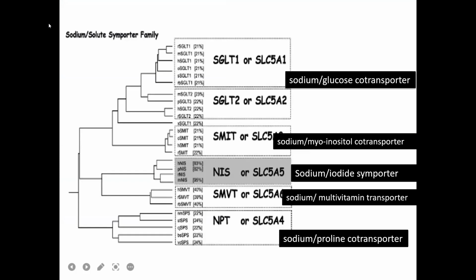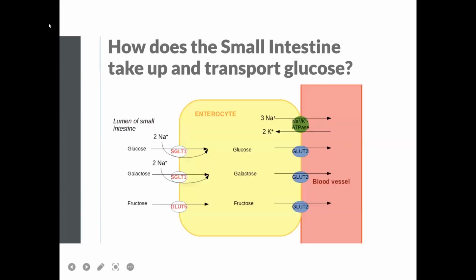So this is the sodium solute importer family. There are sodium glucose co-transporter, sodium myoinositol co-transporter, sodium iodide symporter. These are the ones we use for radioactive iodine. This is the principle behind radioactive iodine treatment. This is the sodium multivitamin and sodium proline transporter.